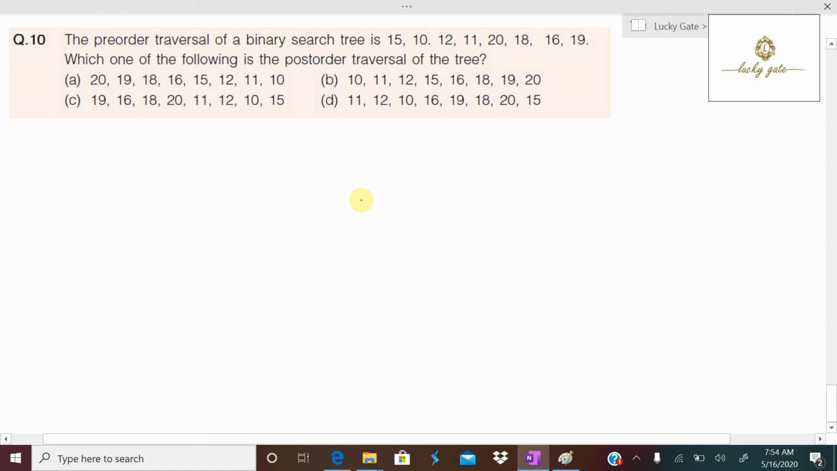This is a question in GATE 2020 from the subject called data structure. Here, the question is: given the pre-order traversal of a binary search tree. As you know, in a binary search tree, if you see any node, its left subtree should have lesser values and right subtree should have greater values. The keys given are 15, 10, 12, 11, 20, 18, 16 and 19, and this is called pre-order traversal.